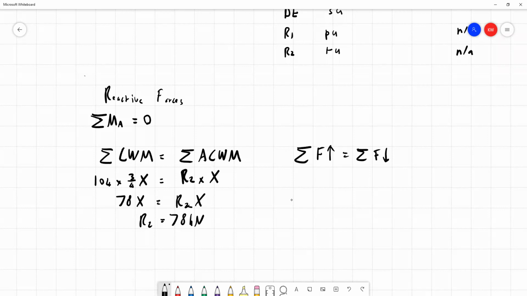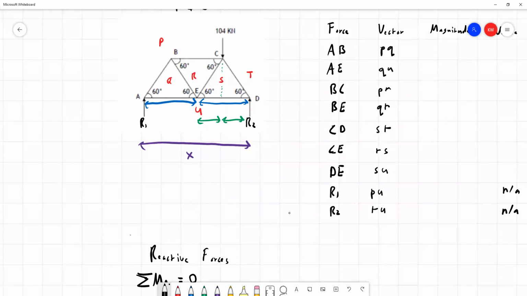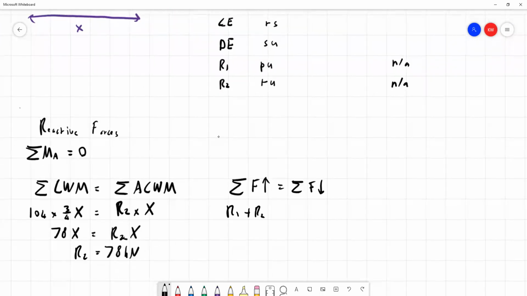And so we'll say that R1 plus R2, so we look at our diagram here, we can see the only two forces, our two reactive forces, are equal to 104. That's the only downward external force acting on the structure. And so substituting in our value for R2 we've just worked out, R1 plus 78 is equal to 104. And so R1 must be equal to 104 minus 78, which is 26 kilonewtons.